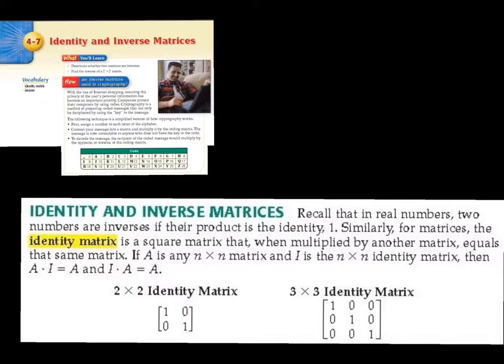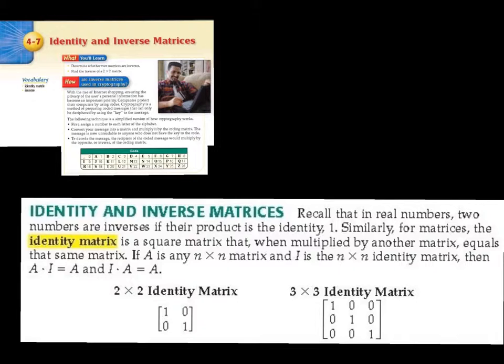Recall that in real numbers, two numbers are inverses if their product is the identity 1. Similarly, for matrices, the identity matrix is a square matrix that, when multiplied by another matrix, equals the same matrix. If A is any n by m matrix and I is the n by n identity matrix, then A times I equals A and I times A equals A. So the identity matrix for 2x2s is a 2x2 matrix. It has 1s going in a diagonal from left to right.